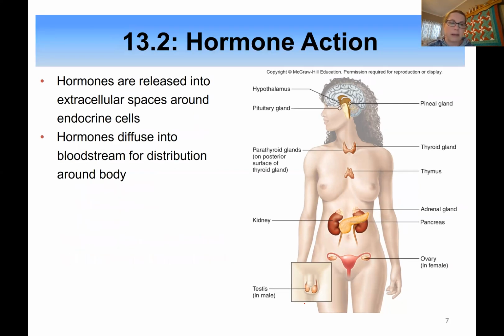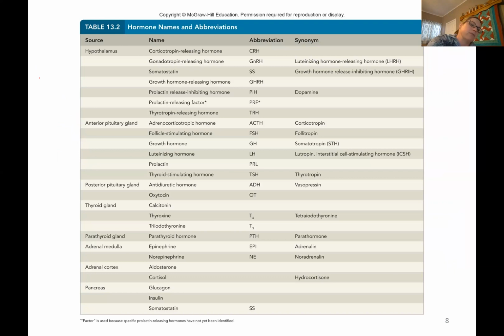Hormone action, we've talked about this already. Hormones are secreted into the interstitial or extracellular spaces and then go around in the bloodstream throughout the body. Now on page 493, you'll find table 13.2, and that is a list of endocrine glands. Okay, the hypothalamus, you can see the anterior pituitary, thyroid and so forth. And then next to that are hormone names and hormone abbreviations.